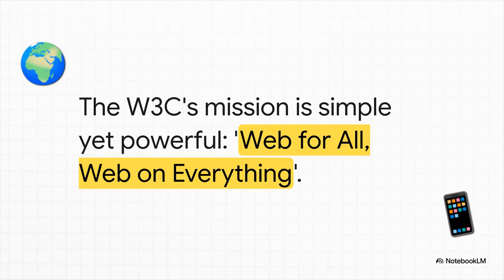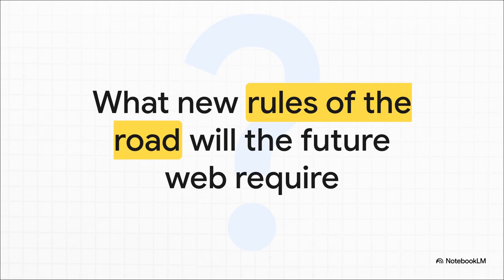And in the end, it all comes back to this one powerful mission from the W3C. Web for all, web on everything. It's such a simple phrase, but it has this profound goal: to make sure the web is accessible to every single person, no matter what hardware they have, what software they use, their language, or their ability. These invisible rules are what make that mission a reality. So the next time you switch from your laptop to your phone without even a tiny glitch, you'll know. It's not magic. It's the result of decades of collaboration and this deeply held shared belief in an open, standardized web.